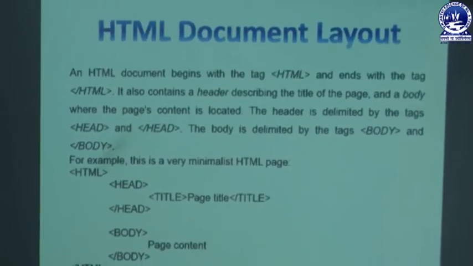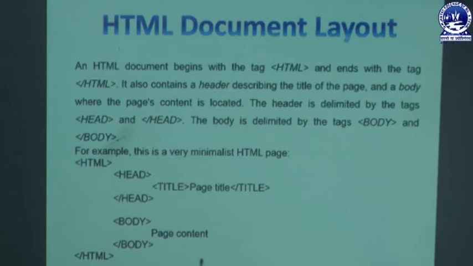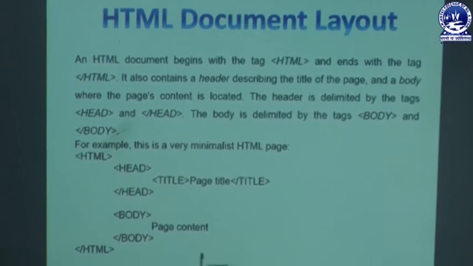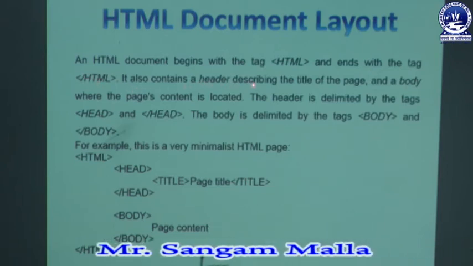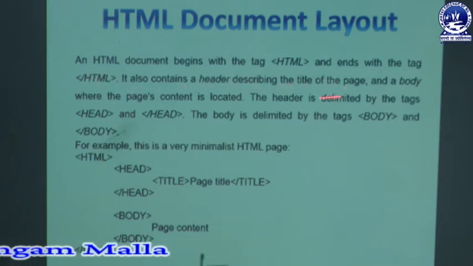Next, moving to the HTML document layout. So how to write an HTML web page? An HTML document begins with the HTML tag. This is a special tag which represents the starting of an HTML page and it ends with the closing HTML tag. So this is the start tag of HTML and this is the end tag. You can see the HTML starts with the HTML tag and it ends with a forward slash HTML. It also contains a header describing the title of the page and a body where the page content is located.